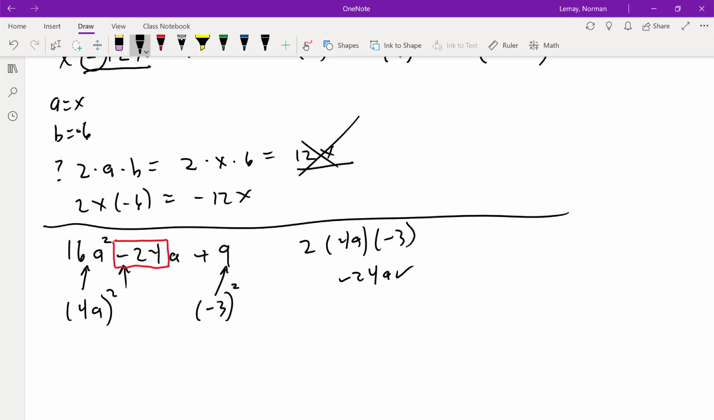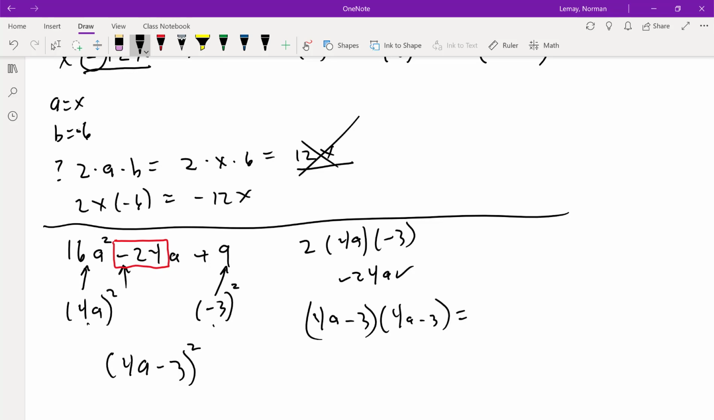So then at the end of the day, notice that we're going to get this minus this. So (4a - 3) squared. So again, I didn't do this with the other two. Let's just go ahead and take a second and do this real quick. But notice that this is (4a - 3) times (4a - 3).